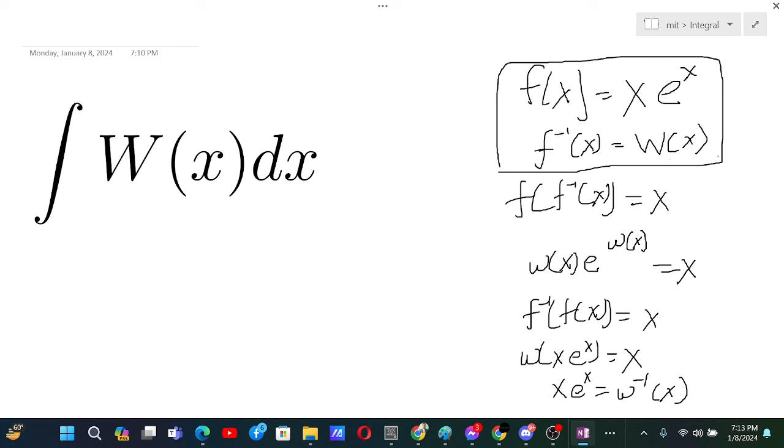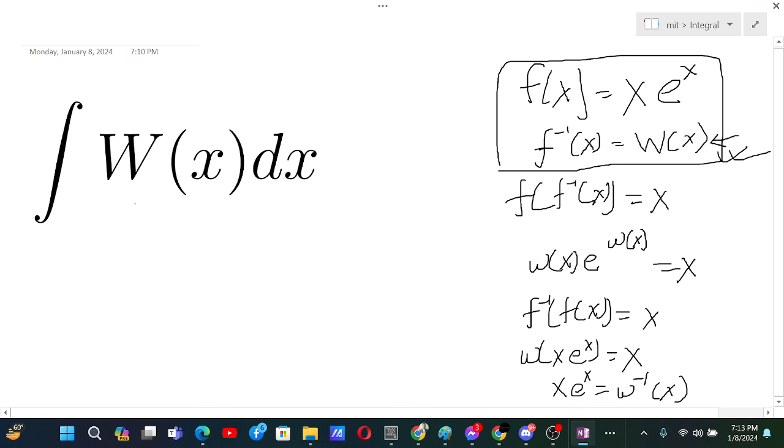And why did we make this definition? Because we can find a series for the Lambert W function, and that's why we can evaluate the values for x as well. So it's kind of helpful, because we have a series representation for the Lambert W function. Now let's try to solve this integral.